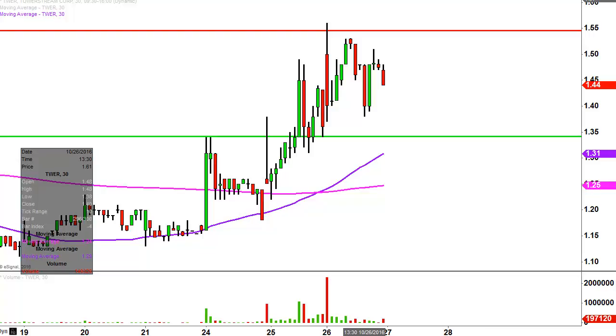So all in all though, good healthy day. Price is continuing and working on building that higher base. And from the big picture perspective, that's what it's all about, building those higher bases and building those higher lows.